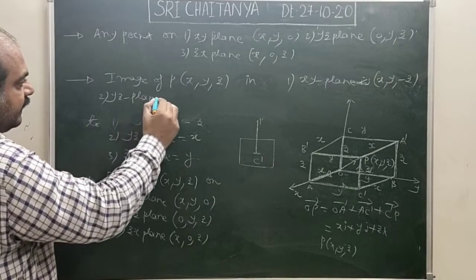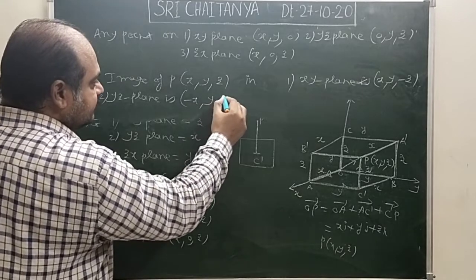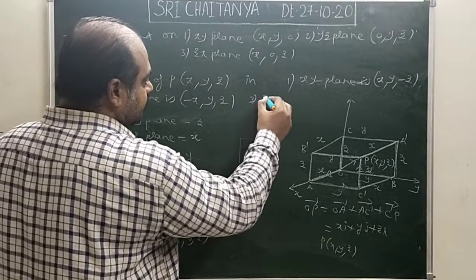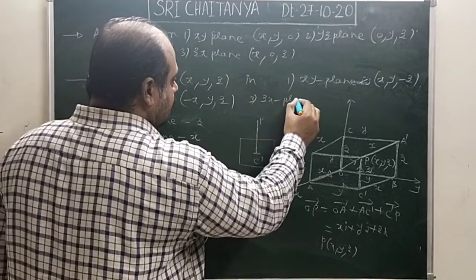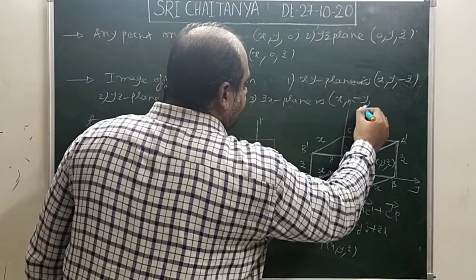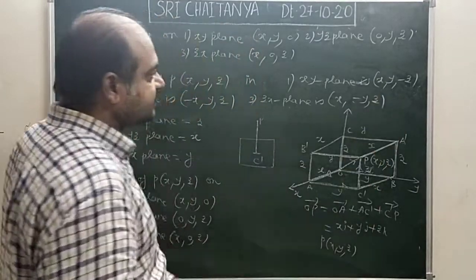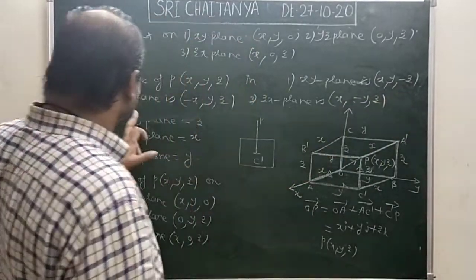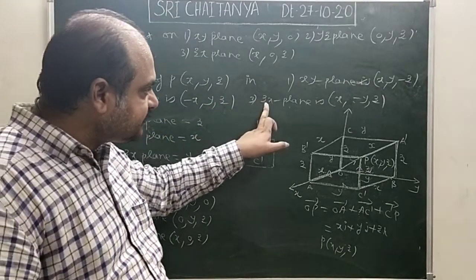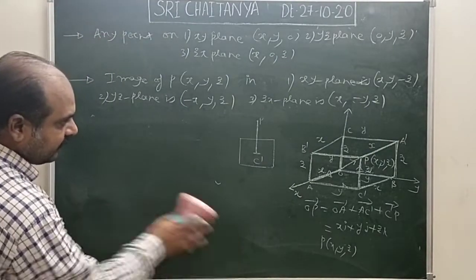Number 2. The image of the point in the YZ plane: X will change to minus X, and Y, Z will remain the same. In the ZX plane it means X, minus Y, Z. XY plane means X, Y remain the same, minus Z. YZ plane means Y, Z remain the same, minus X. ZX plane means X, Z remain the same, minus Y. What is this image?